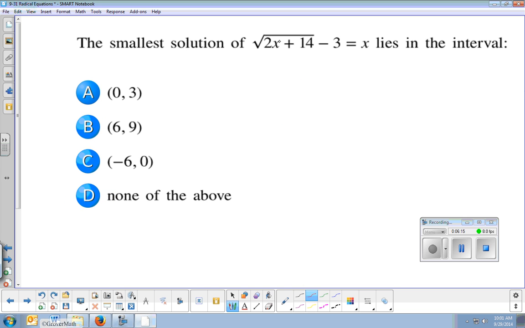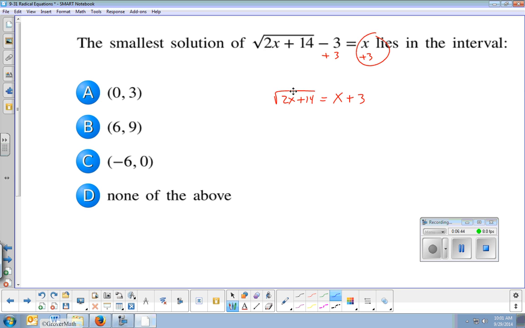So one more here. I see the square root of 2x plus 14 under the square root. Minus 3 is not, so I can move that over, and it's equal to x, not a number. So this one's going to be a little bit trickier. Add 3 on both sides. That'll give me the square root of 2x plus 14 equal to, what's x plus 3? Well, it's exactly that, x plus 3. They're not like terms, can't add them together.